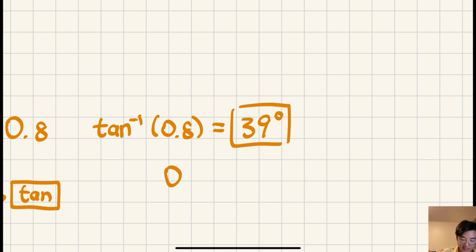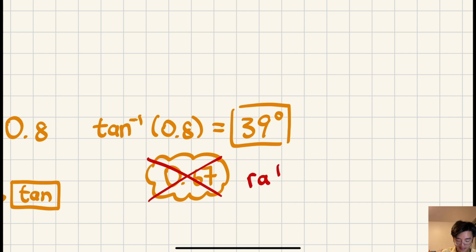Some of you may get the answer of 0.67. This right here, unfortunately, is incorrect. This is radians. This is a very common mistake again. Make sure your calculator is in degrees mode, not radians mode. Again, in most calculators, you should have a button that can convert between the two.